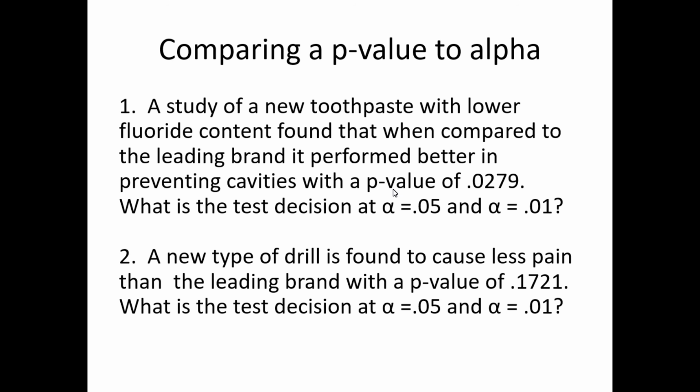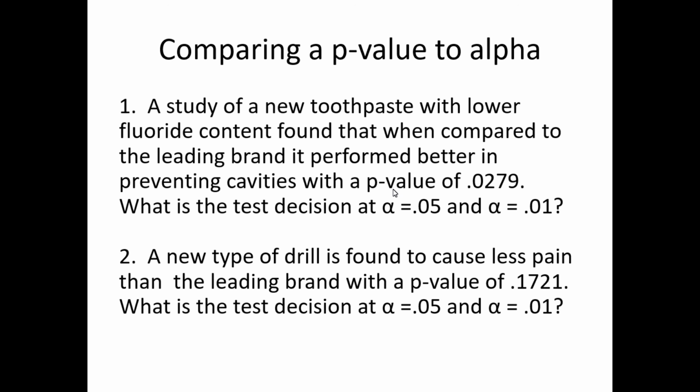In each case, we want to compare the p-value to alpha. When we compare it to 0.05, 0.05 is larger than 0.0279, so we would reject the null at an alpha of 0.05. If our alpha was 0.01, 0.01 is smaller than 0.0279. We would fail to reject the null at an alpha of 0.01.